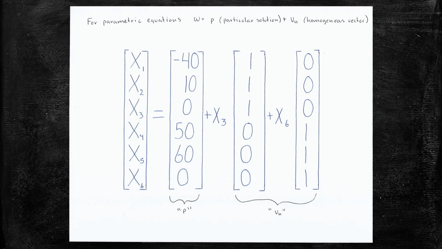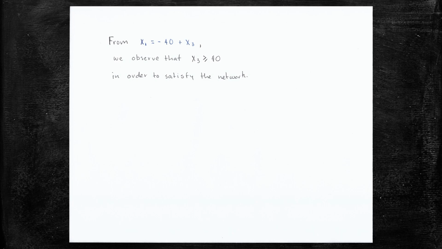These vectors represent the solution of the system of linear equations, where P represents the particular solution and Vh represents the homogeneous solution. Vh assumes values depending upon the values assumed by x3 and x6. Looking at the equation, we know that x3 has to be greater than 40 for the data to hold true.